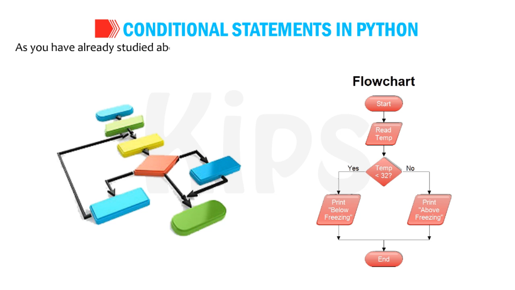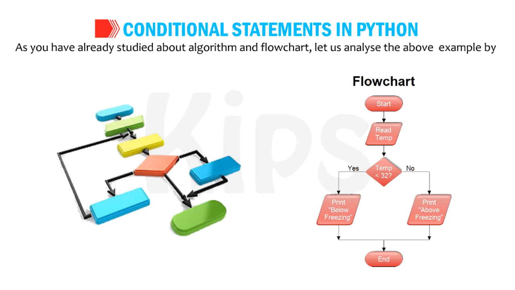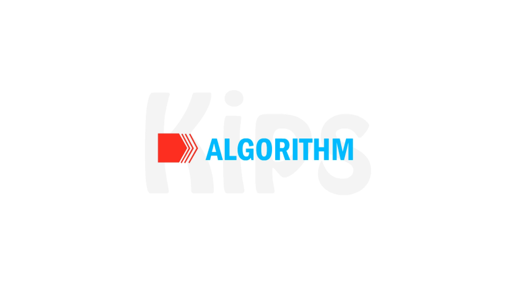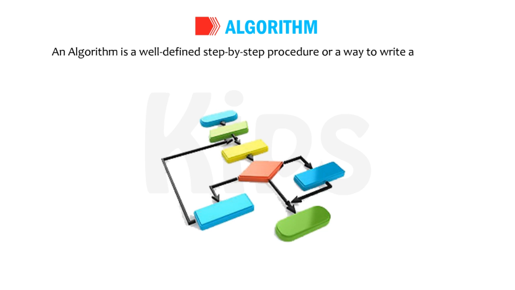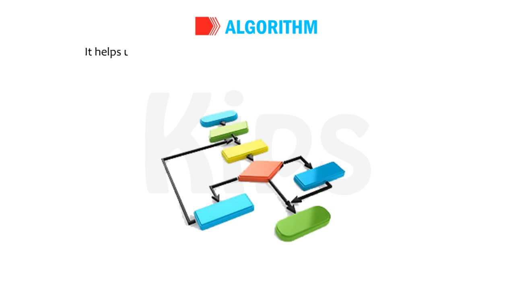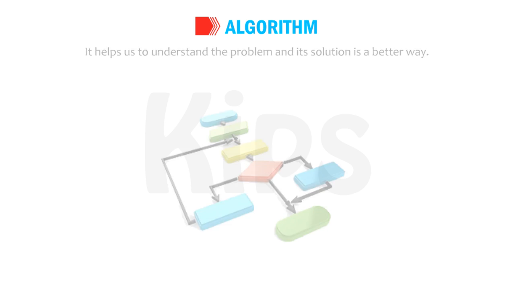As you have already studied about algorithm and flowchart, let us analyze the above example by placing it in an algorithm and a flowchart. Now let's talk about algorithm. An algorithm is a well-defined step-by-step procedure or a way to write a program. It helps us to understand the problem and its solution in a better way.